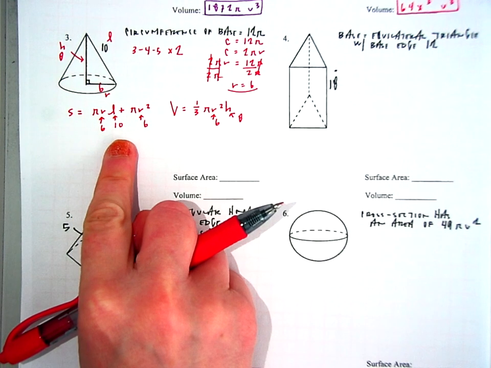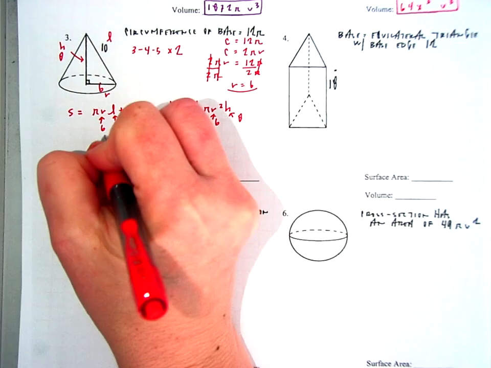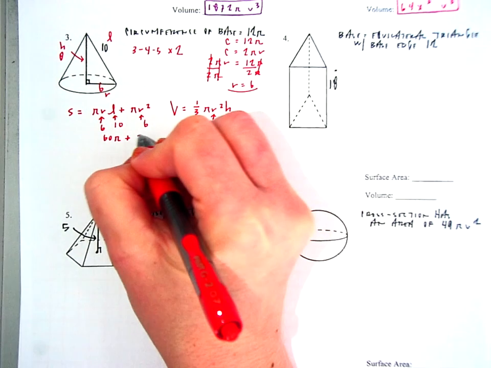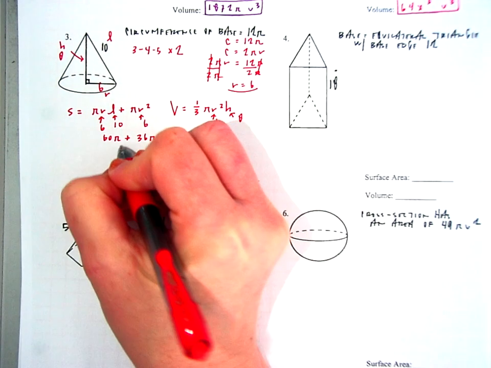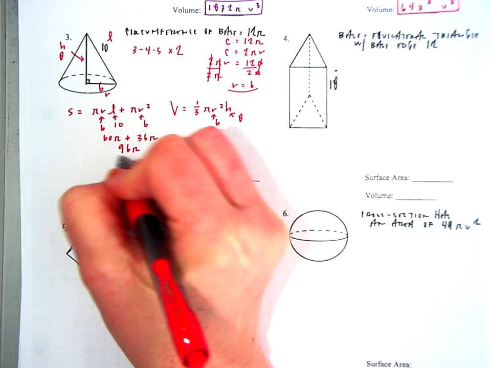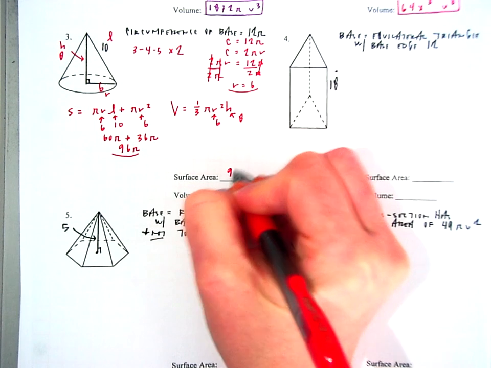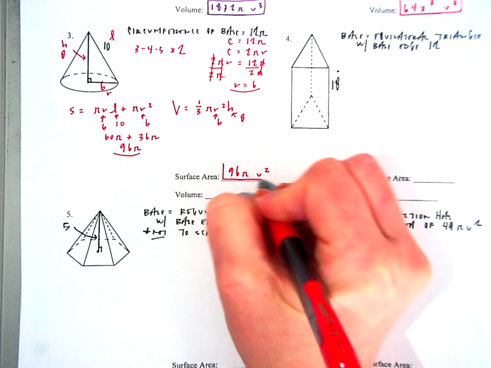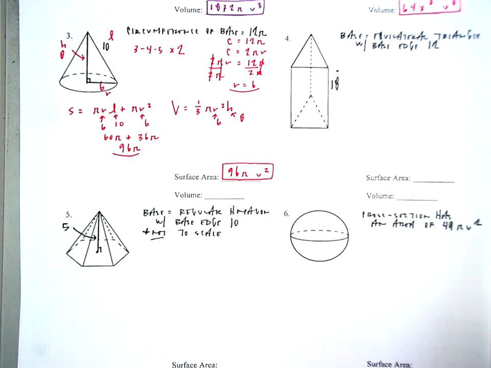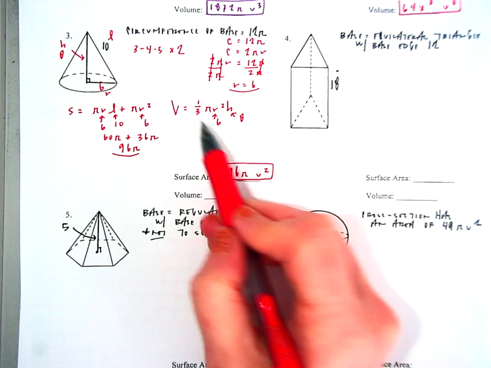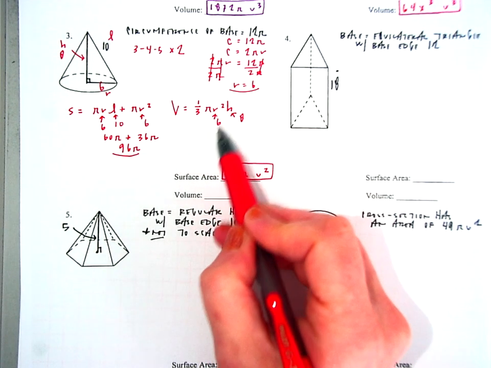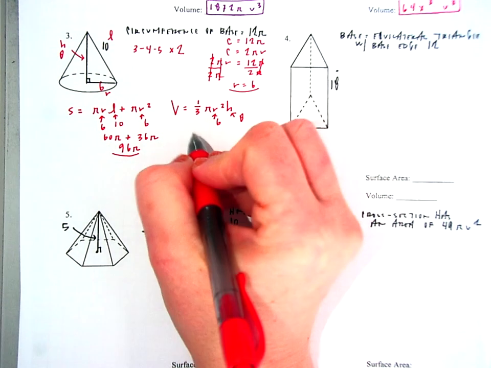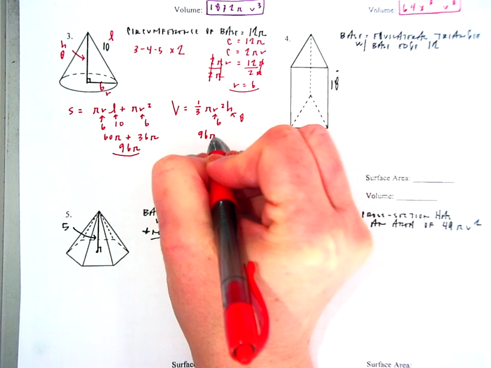So I'm just multiplying across. 6 times 10 is 60, so I have 60 pi. 6 squared is 36, so 36 pi gets me 96 pi. So my surface area is 96 pi units squared. Okay, my volume here, if I'm taking 1/3 of 36, I now have 12, and then times it by 8, and I have 96 pi here as well.